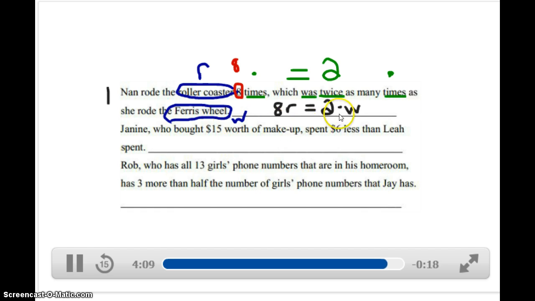Now, does it matter that we have this dot? No. We can either put them side by side like we did the 8 and R, or we can put a dot in between like we did with the 2 and W. It's whatever you're most comfortable with. So what you're going to do is look at the other two and do the same thing I just did.